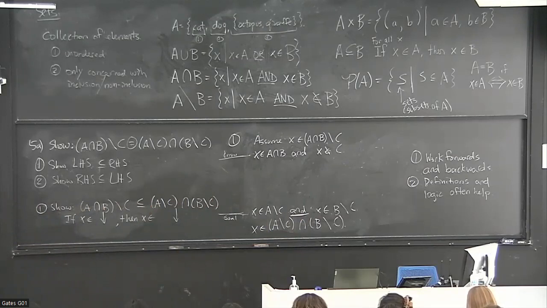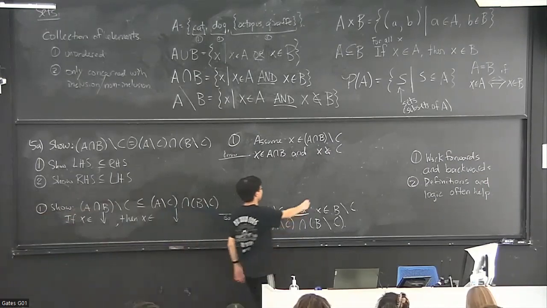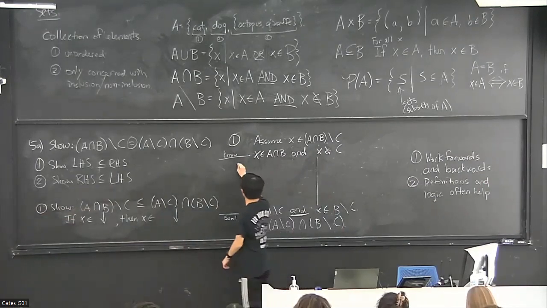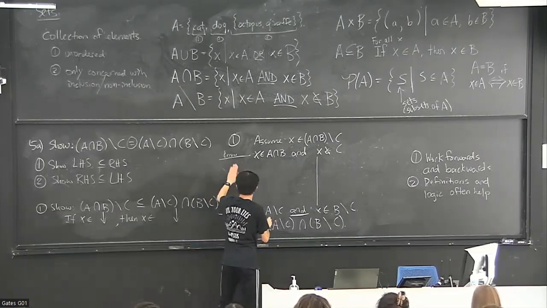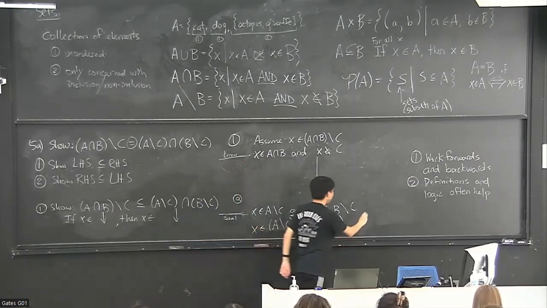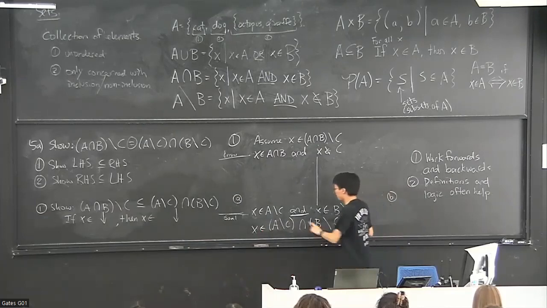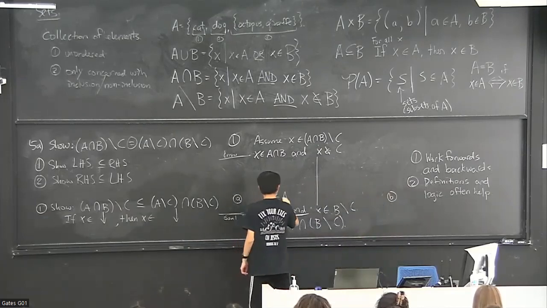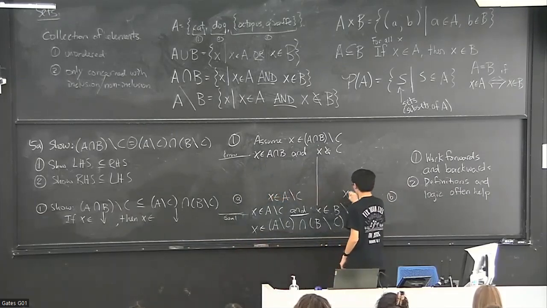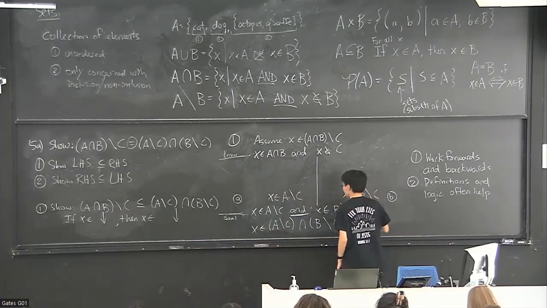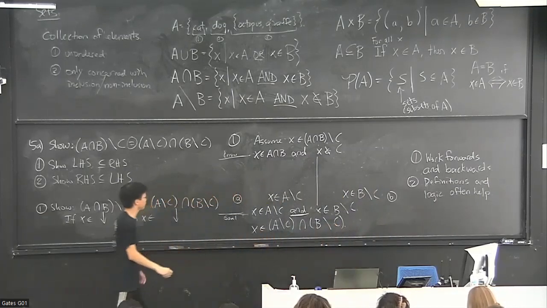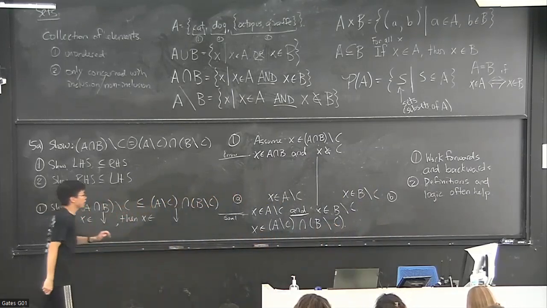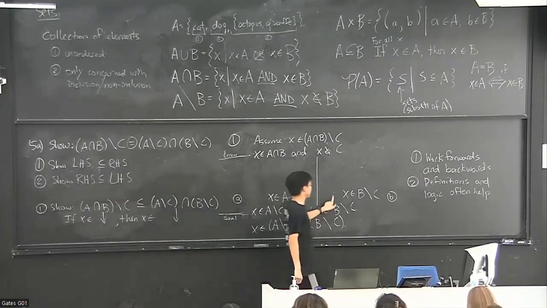To prove an and statement, I prove each of them individually. Therefore, within here, I'm now presented with two subproblems. Part A and part B. The first subproblem is to show this. The second subproblem is to show this. I can now work on each of these subproblems independently.